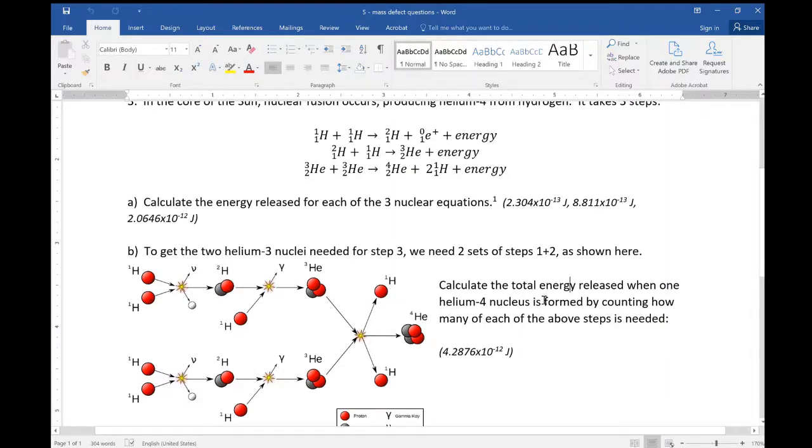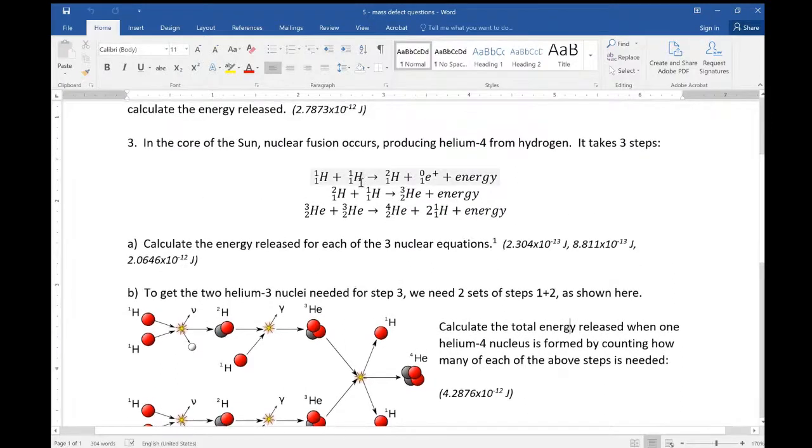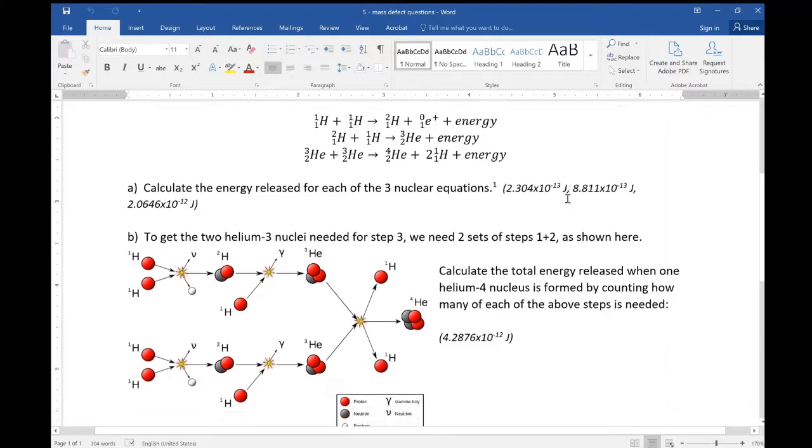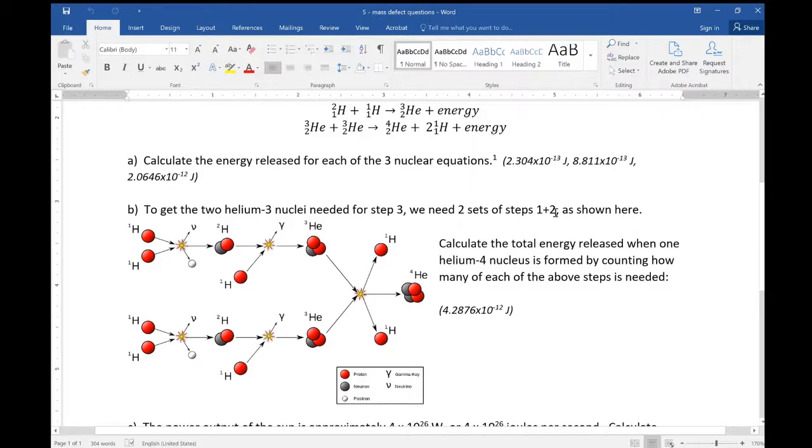We calculated the total energy released using mass defects. So for each one of these 3 equations, what was the mass before, what was the mass after, how much was missing, convert that to kilograms, and then use E equals mc squared to calculate the amount of energy released. Because we needed 2 sets of step 1 and 2, we needed twice our answer for the first step, twice our answer for the second step, and then just one of our answer for the third step, added together to get the amount of energy released by just one set of these steps happening.